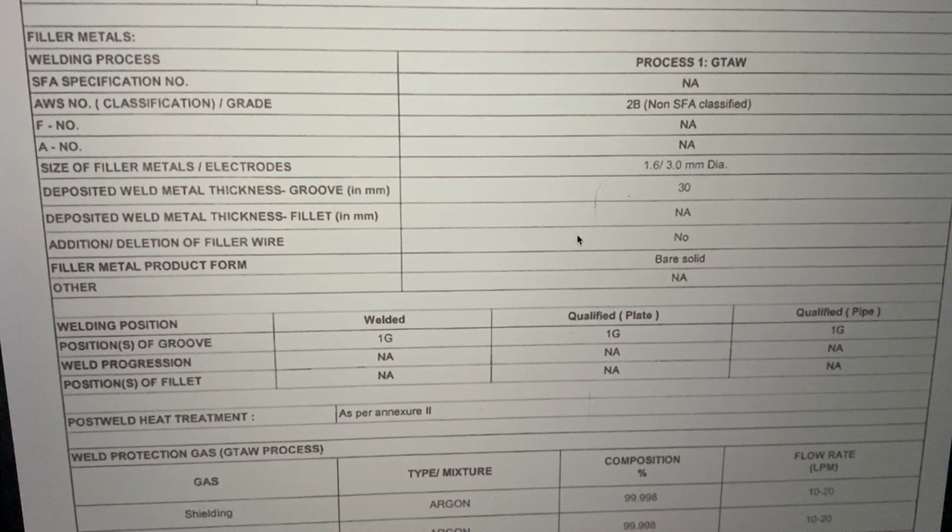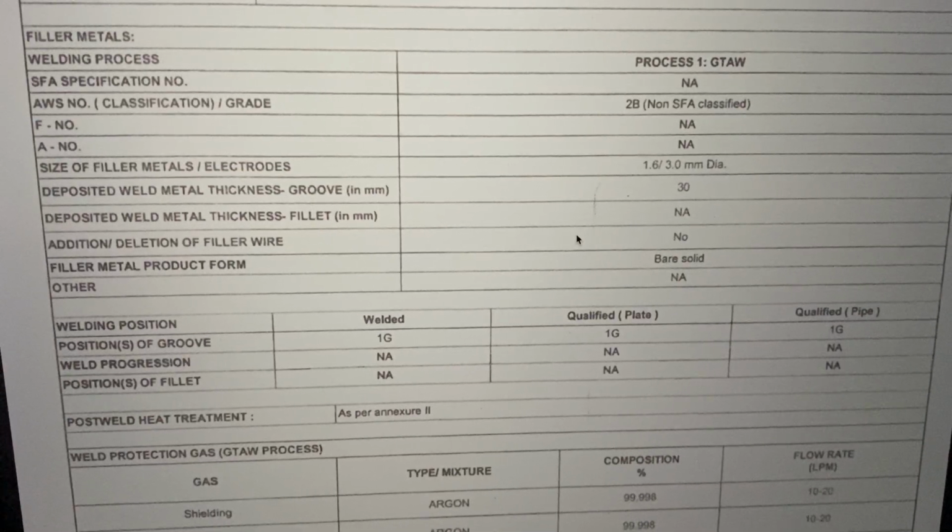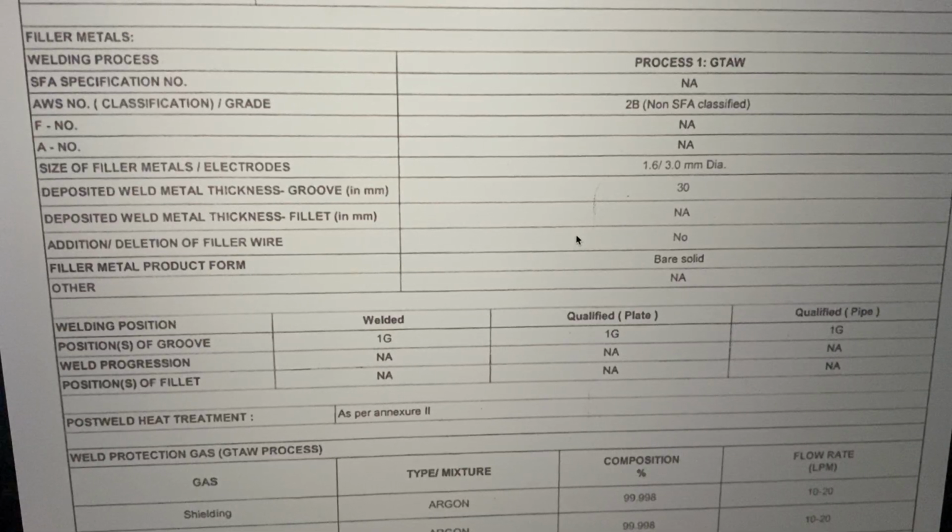Now, deposited weld metal thickness: how much material are we depositing? Are we fully covering the 30 millimeters, or are we going to cover only a part, and we want to have only the root side tensile and bend, and the upper side is assumed to be the same, so we don't fill it up.